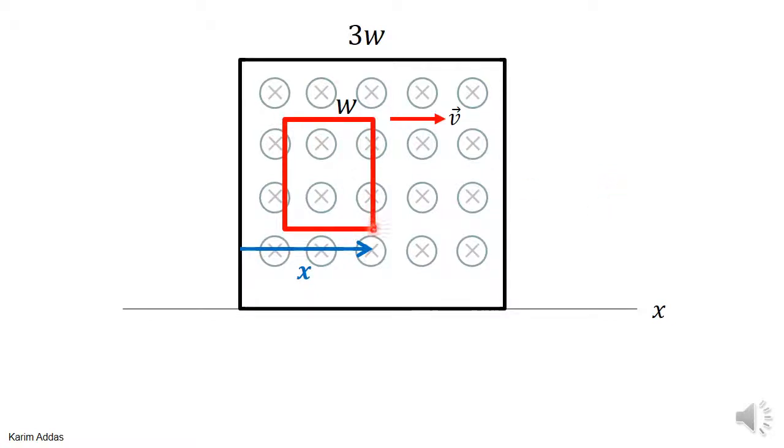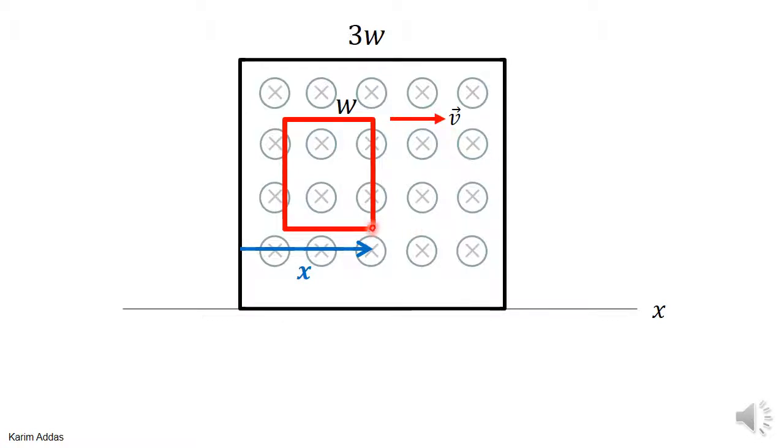This red is the loop of wire. It's a conducting wire, and it has a width W, and the whole region here has a width 3W. So 3 of these loops can fit inside this region. But there's only one loop that's moving with a certain velocity v to the right. So you have a loop moving with a certain constant velocity v to the right.